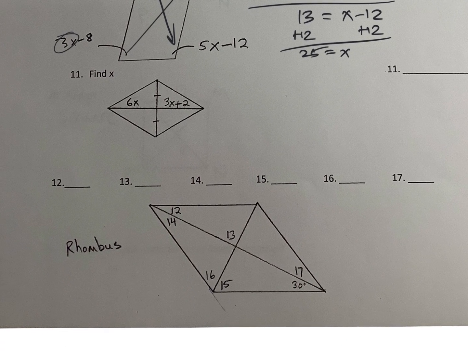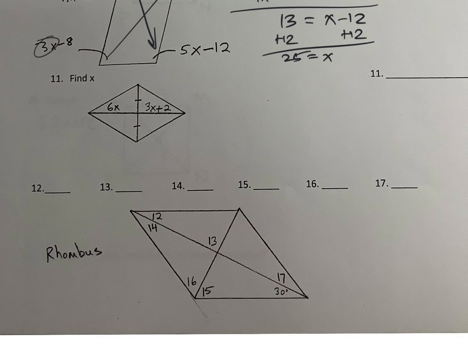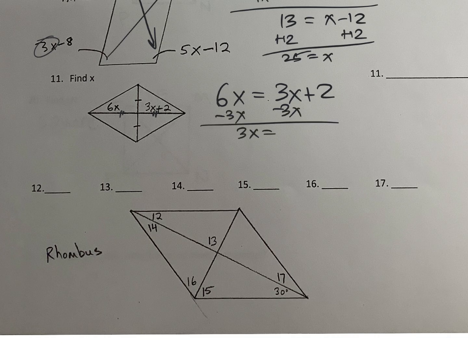Number 11. It's a parallelogram, so the diagonals bisect each other. So these two have to be equal to each other. So 6x must be equal to 3x plus 2. Subtract 3x. 3x equals 2, and divide off the 3. 2/3 is the answer. If I wanted the length of the diagonal, you have to substitute that back in.